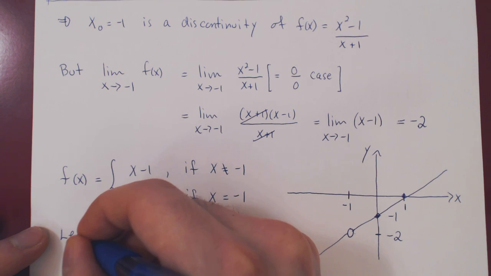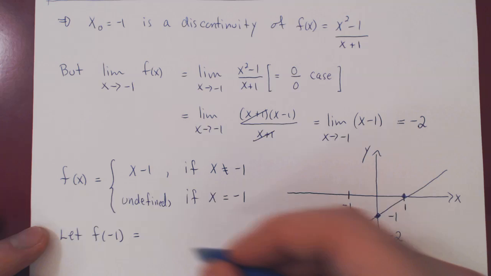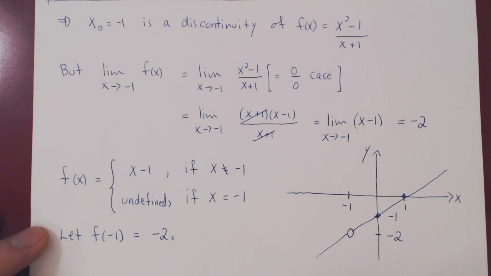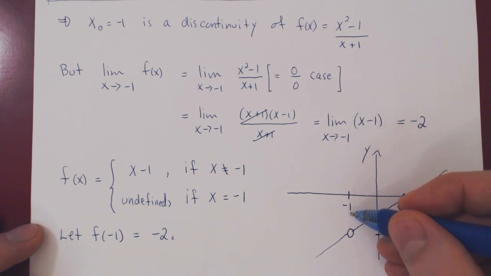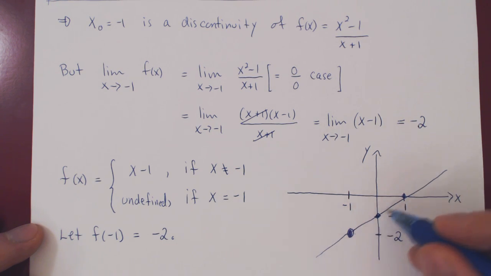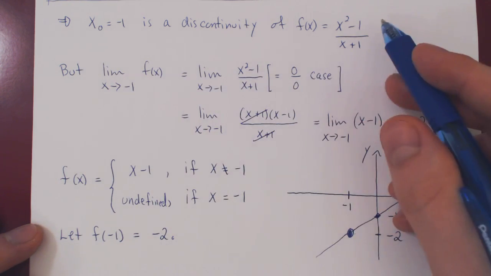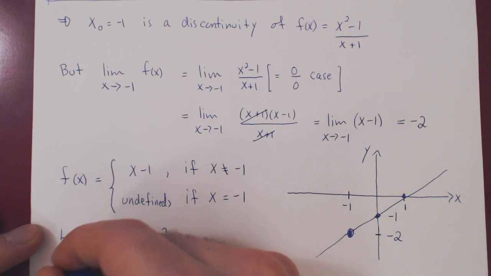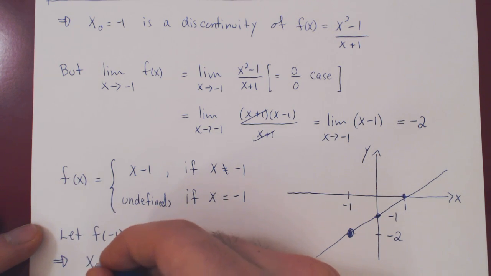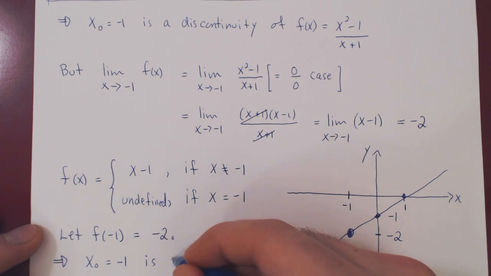So we let f of negative 1 be defined as negative 2. If we do so, then we have a y value at x equals negative 1 that fills in our hole, the missing value, and now the function is continuous. So whenever you have a simple hole in your function and you can remove it, the discontinuity is removable. So x0 equals negative 1 is a removable discontinuity.